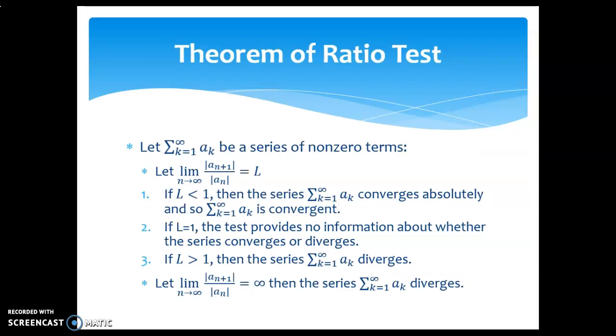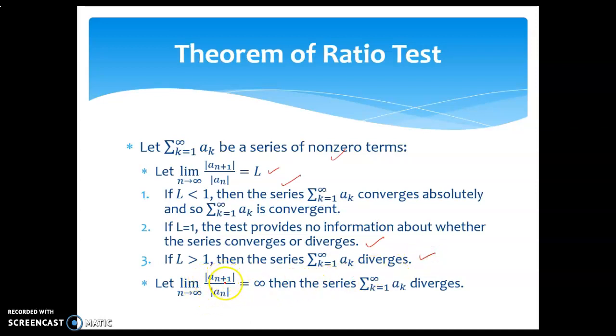Theorem of the ratio test. In this lecture, if we have a series from k equal to 1 up to infinity of a of k with non-zero terms, and we take the absolute value of the limit and get L: if L is less than 1, the series converges. If L is equal to 1, the test does not provide information on whether the series converges or diverges. If L is greater than 1, the series diverges.